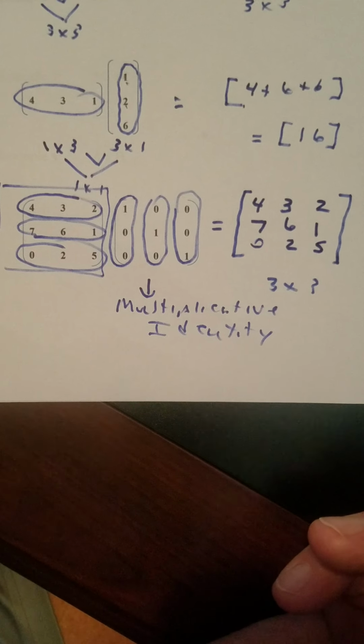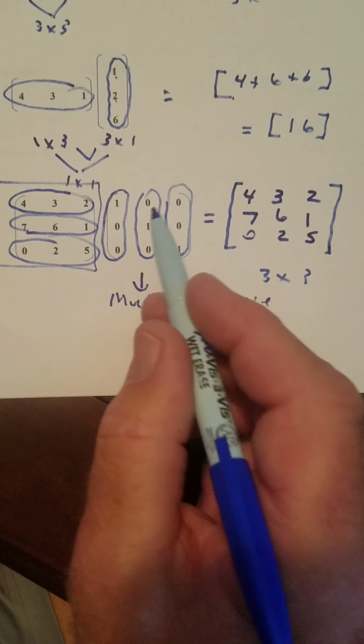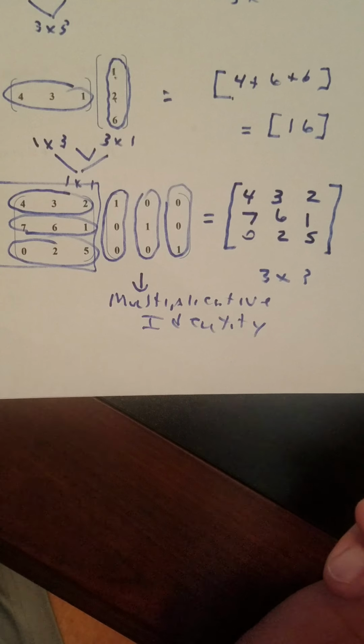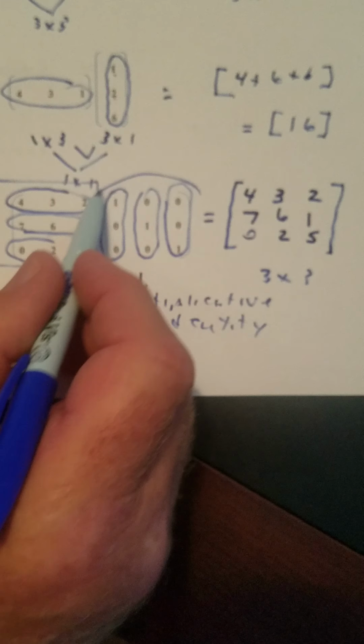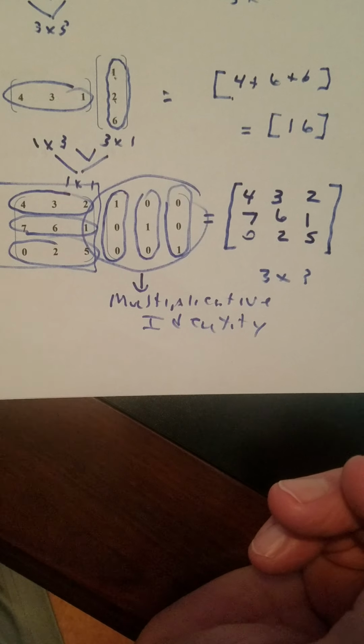You can just call it the identity. This pops up a lot. That's a 3 by 3 identity. There's a 2 by 2, 3 by 3, 4 by 4, and so on. But that happens quite a bit.